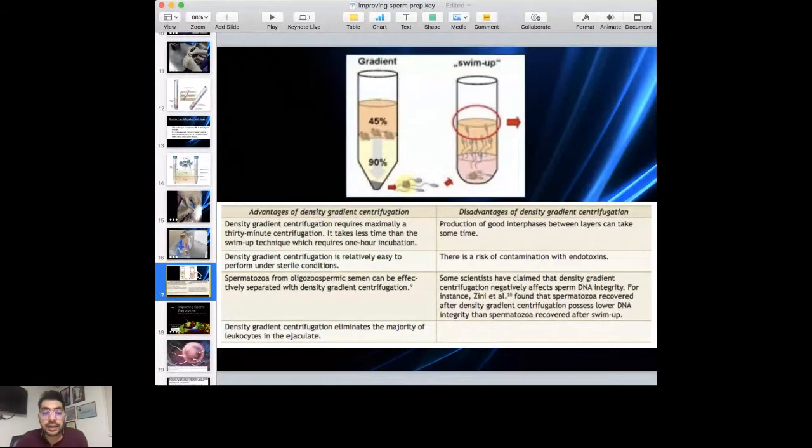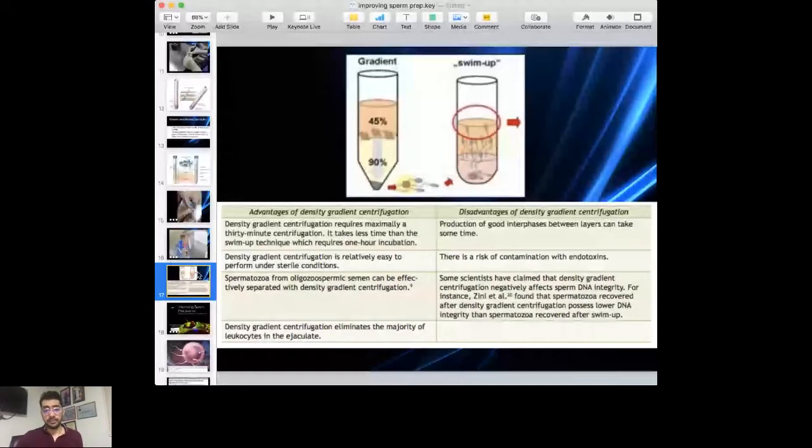What it does is that it will give you the maximum amount of morphologically normal sperms into your pellet. So that is something that I really want in my laboratory, right? It's relatively easy to do under sterile conditions. It can be done for oligozoospermic men. It will also remove all the leukocytes which are present in the ejaculate. And the preparation time for a density gradient is also lesser as compared to the other techniques. So these are the 5 or 6 advantages of using density gradient.